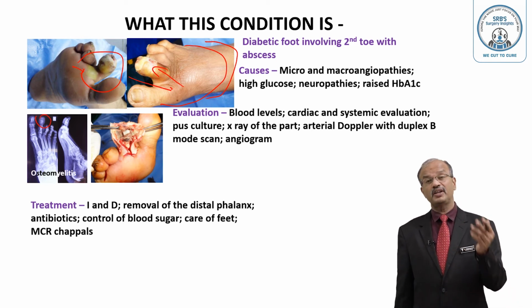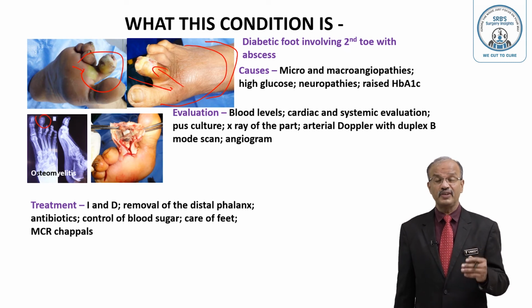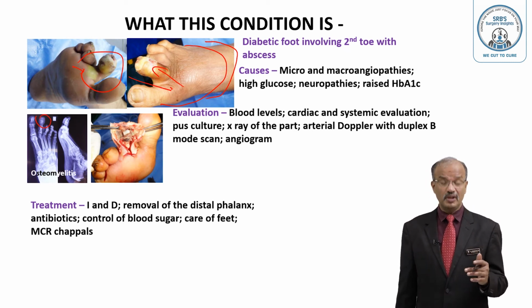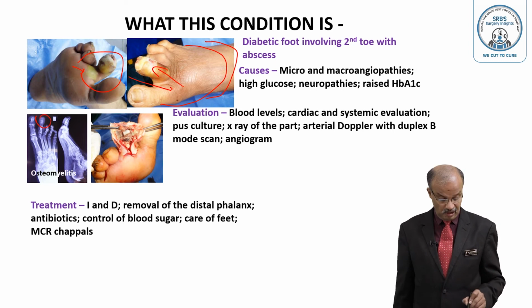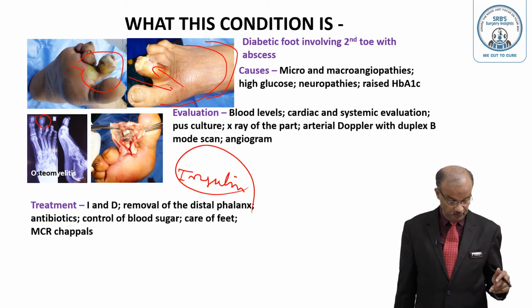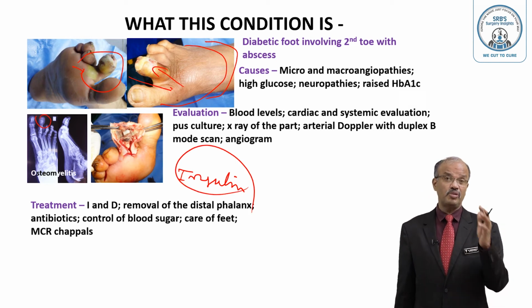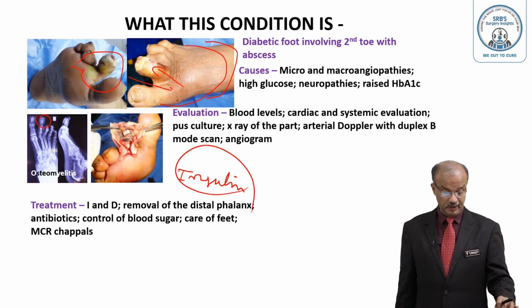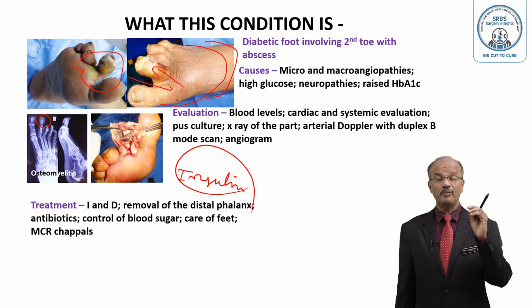Antibiotics are important. Always start antibiotics. Control the blood sugar. Do the urine ketone bodies also. So, care of the feet. Always you have to start insulin in this patient because oral medication is not sufficient, because pus is there. And microcellular rubber chappal to prevent further pressure over the plantar aspect of the foot. And so that is about diabetic abscess.